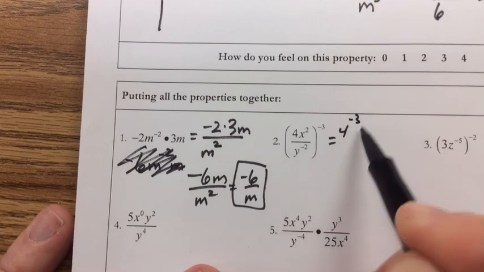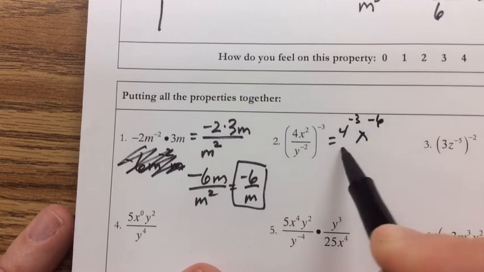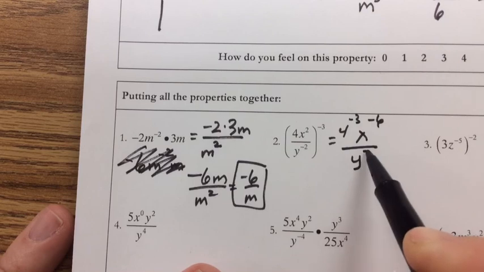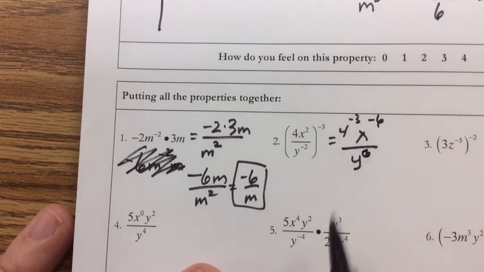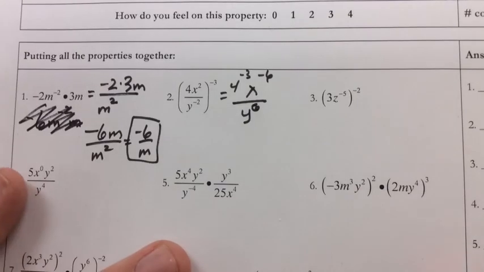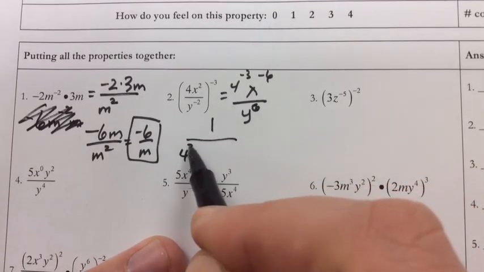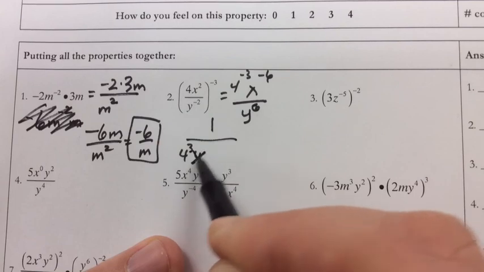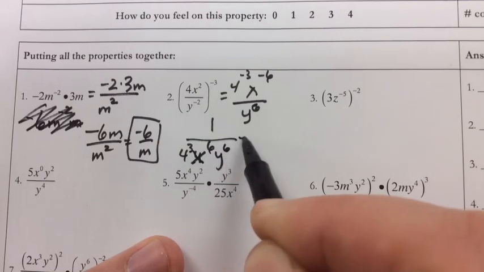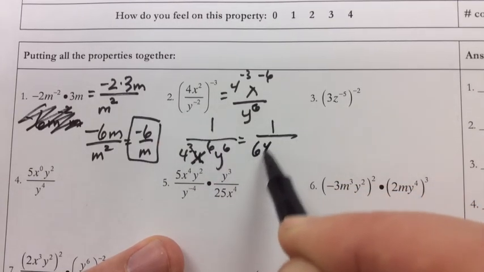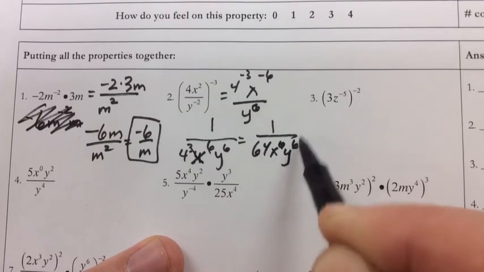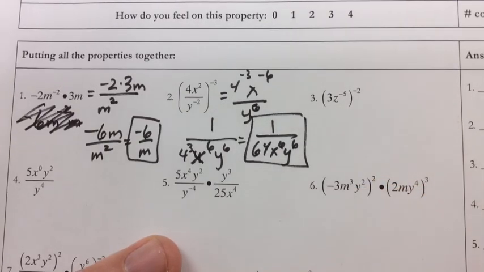For number 2, distribute your parentheses first. 4 to the negative 3, x to the negative 6, y to the positive 6. You're then going to move your negatives around, so you end up with a 1, 4 to the third, x to the 6, y to the 6. That's the same as 1 over 64, x to the 6, y to the 6. Done.